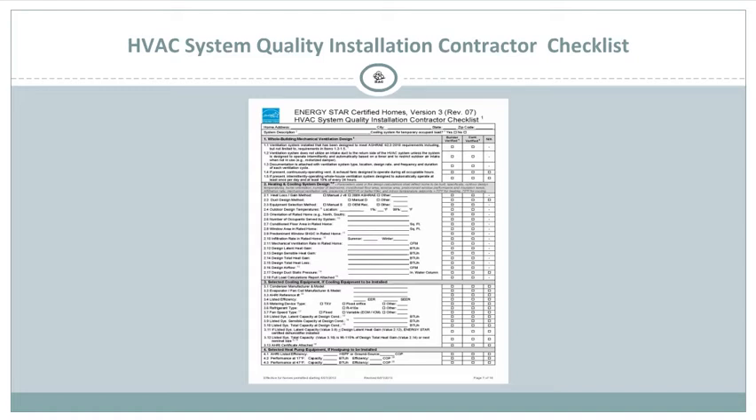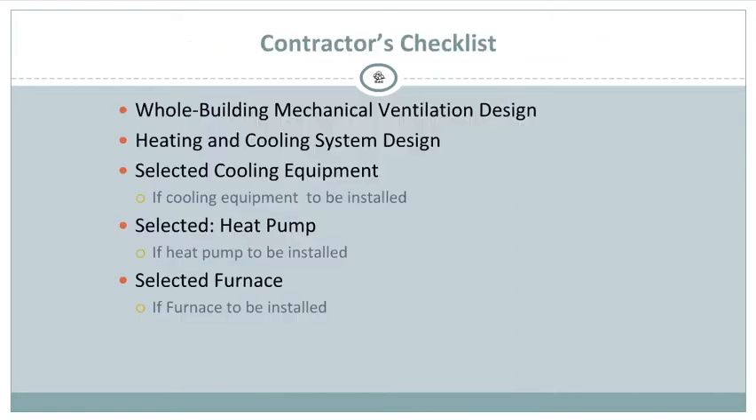Okay, I think I'm getting ahead of myself, but again, depending on who signs off the equipment, it's either going to be the builder or the contractor. The contractor's checklist is broken into various parts. We've got the whole mechanical ventilation system, heating, cooling, all these different sections. Again, you're not going to hit every one, depending on the kind of construction and the heating systems that you're putting in. These are the things you'll be looking at.